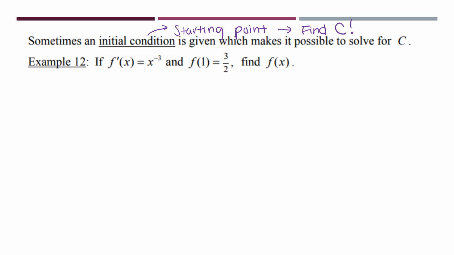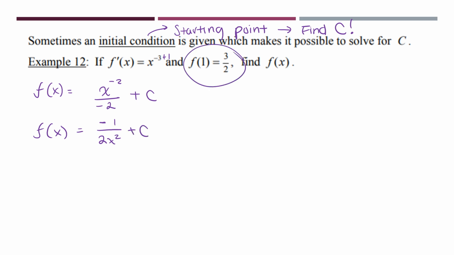We're going to start off the same, so we're going to go ahead and integrate our f prime to find our original. So our original function, we're going to add 1 and then divide. And of course, plus c. Okay, and we can clean this up a little bit too. So our original function, we could write as negative 1 over 2x squared plus c. Now we're going to use this initial condition that x equals 1, then our output is going to give us 3/2 to find this value c.